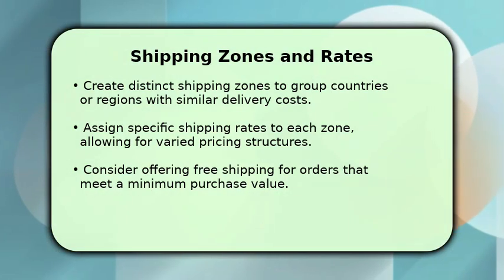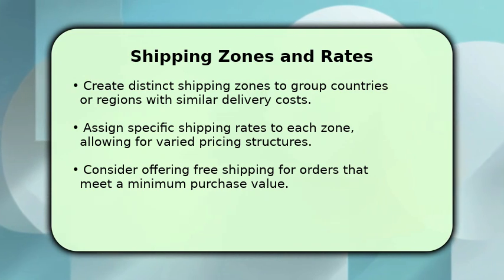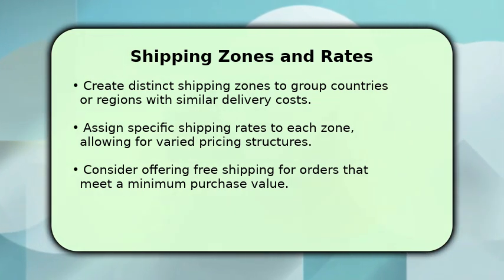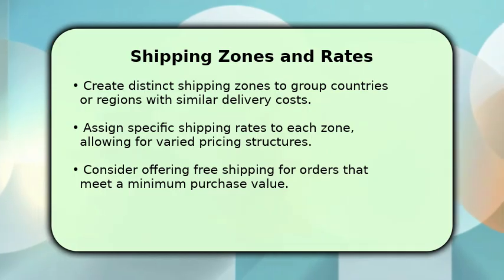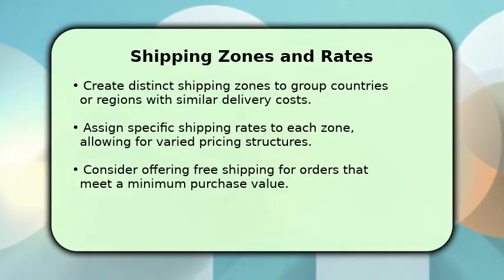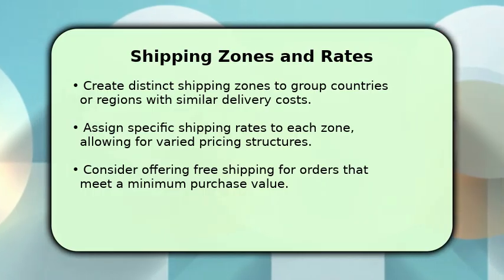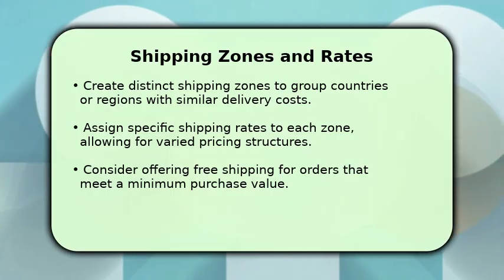Once your basic settings are in place, it is time to create shipping zones. These zones allow you to define specific geographic areas, like different states or countries, and apply unique shipping rules to each. You can then assign various rates to these zones, perhaps a flat fee for domestic orders and a higher rate for international shipments. Additionally, think about implementing a free shipping threshold, for example, for orders over $100, to encourage larger purchases.